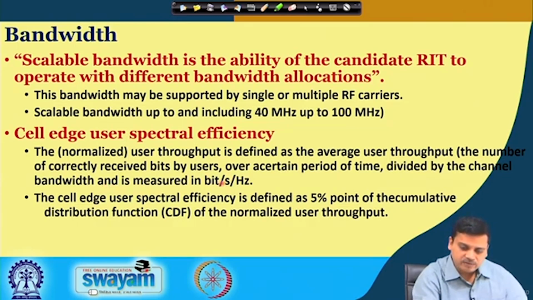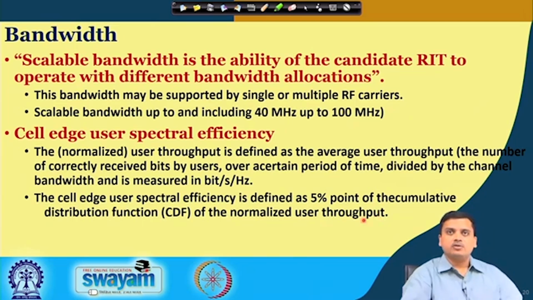So, this part of the definition is as per the definition of spectral efficiency. However, the cell edge user spectral efficiency is defined as the 5% of the cumulative distribution of the normalized user throughput. So, 5% means the 5 percentile point. So, if we collect the spectral efficiency over the entire cell, that means at each point in the cell.